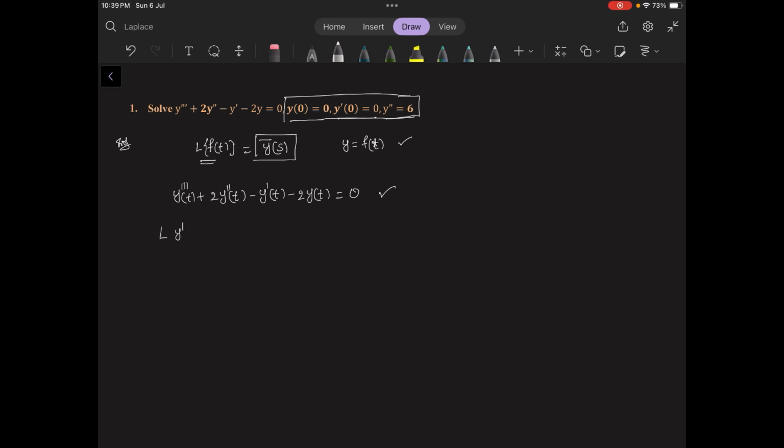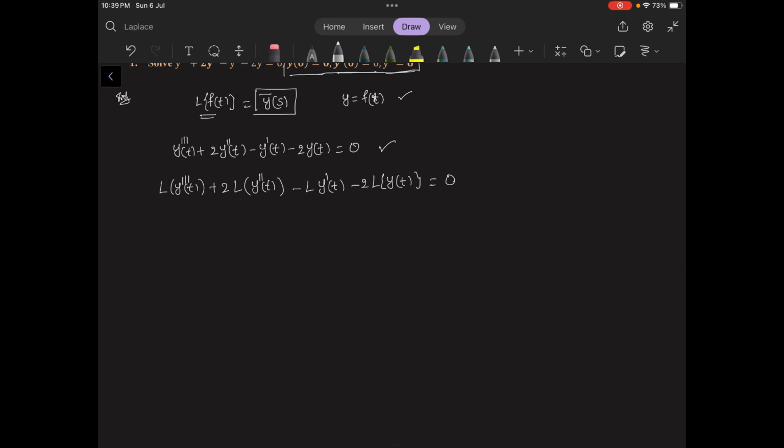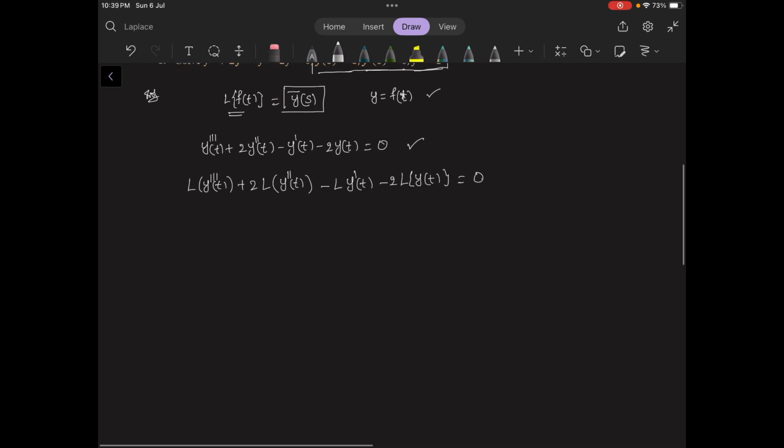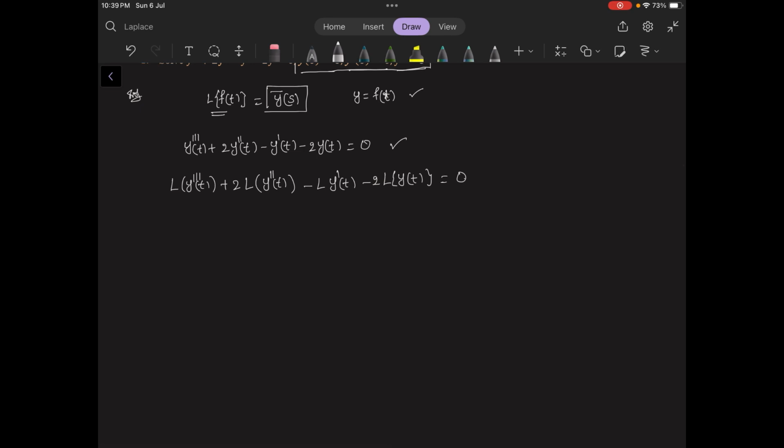L of y triple dash of t plus 2 into L of y double dash of t minus L of y dash of t minus 2 into L of y of t is equal to 0. As we have seen above, we are going to apply the Laplace transform for each term. For the first term we have a third order derivative, so I am going to apply the formula for the third order derivative.